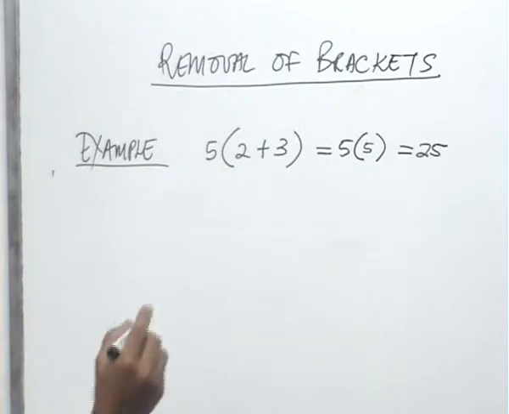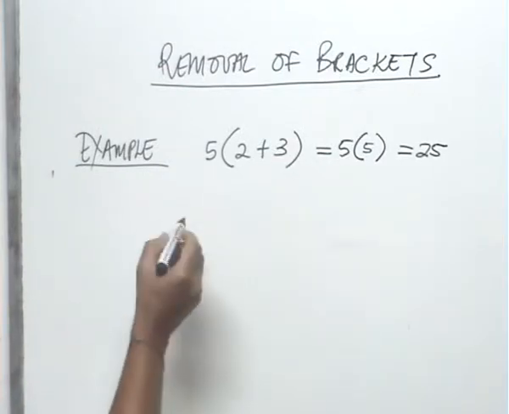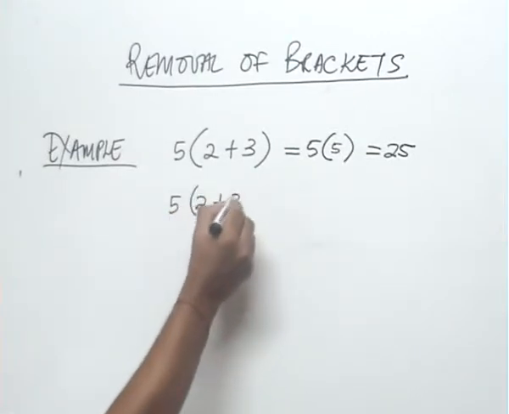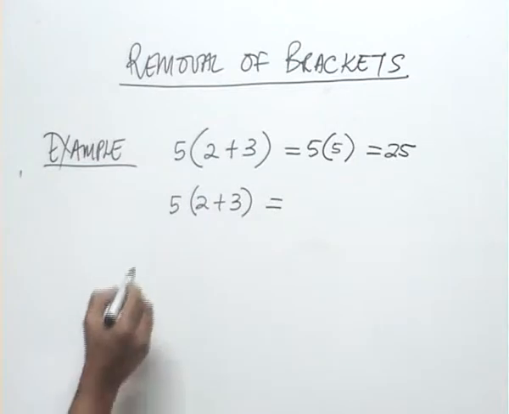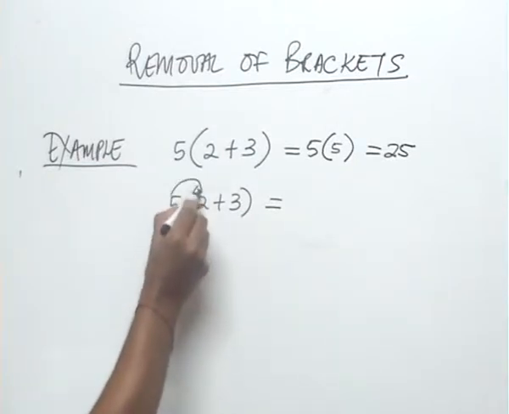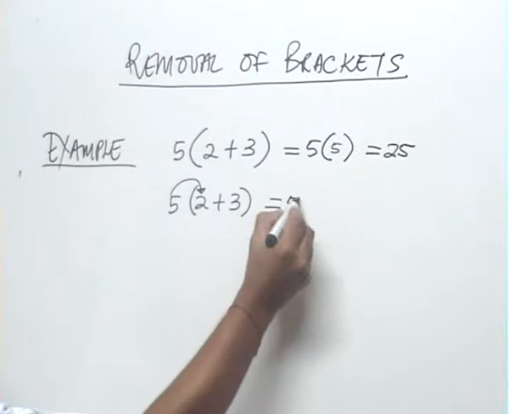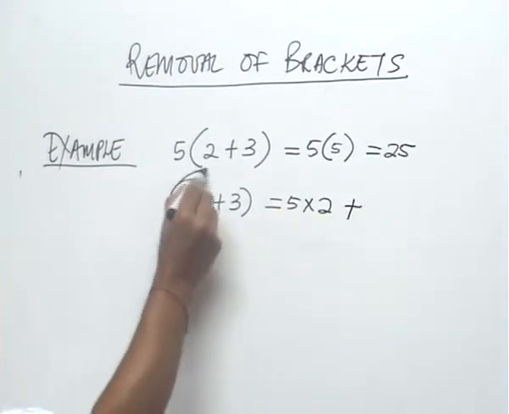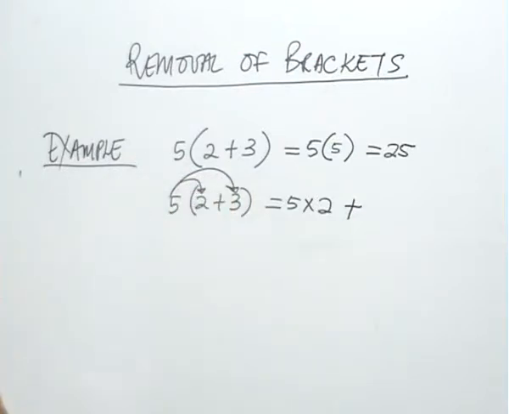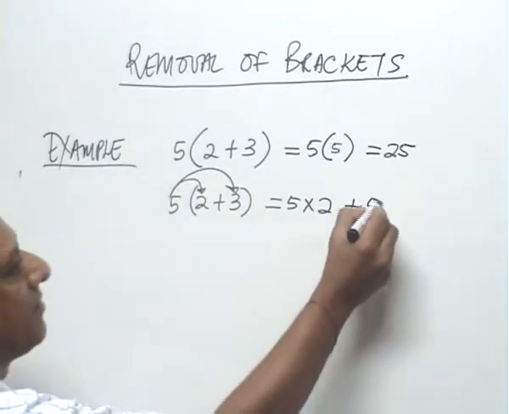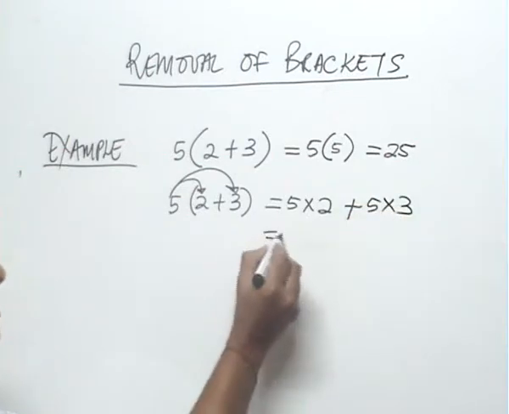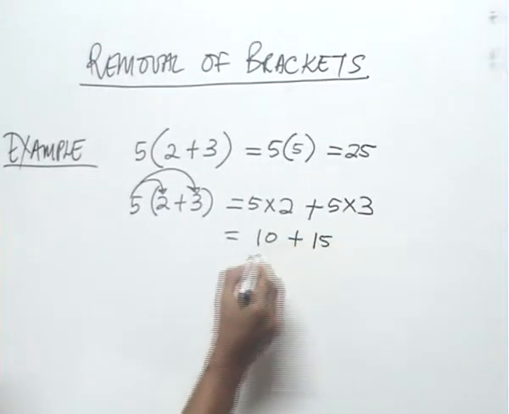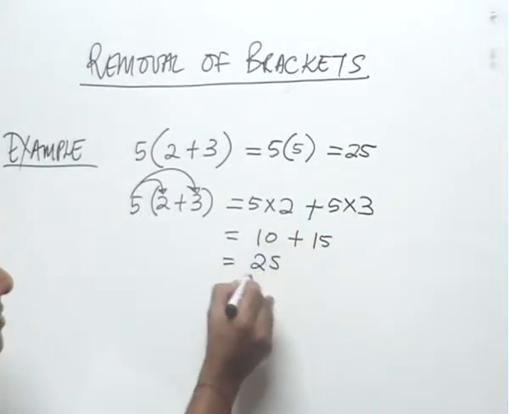Now let us suppose I told you, don't do it like that, but do it a little differently. And I told you, look, take that question and do it like this. Take 5 and multiply 2. So it will be 5 times 2. Plus, I said, then take 5 and multiply that, 5 times 3. Then you'll end up with 5 times 2, 10, 5 times 3, 15. And the answer is 25.